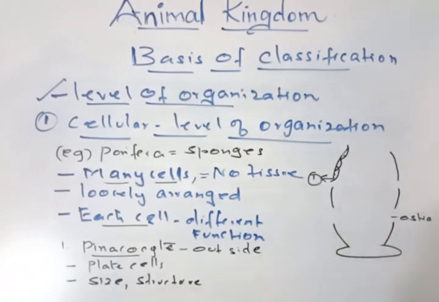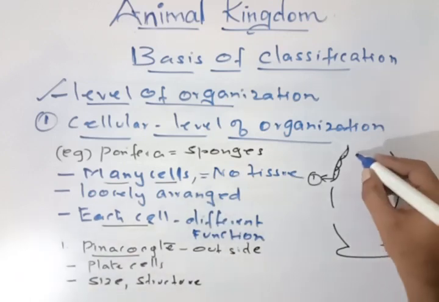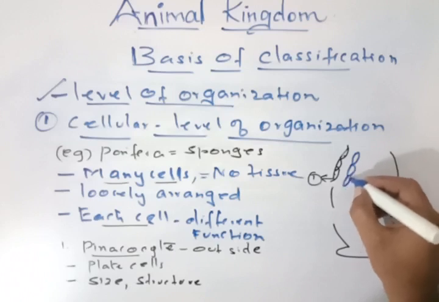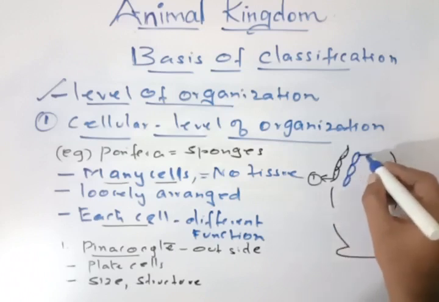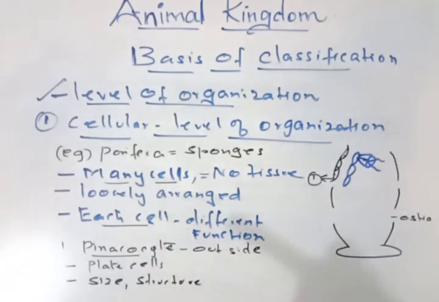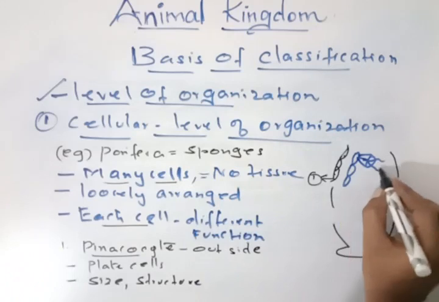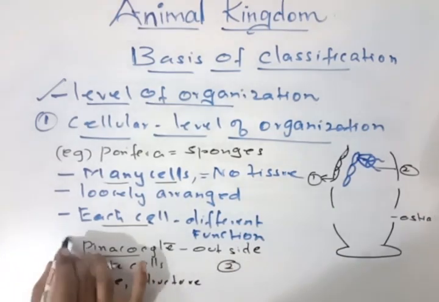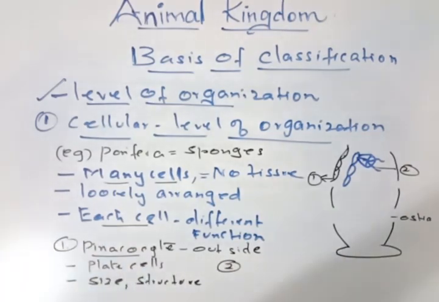Second, inside you will find one cell like this. Only one particular cell I just drew like this. This is the second cell. I'll write it here: the first one is pinacocyte, and the second is conocyte.